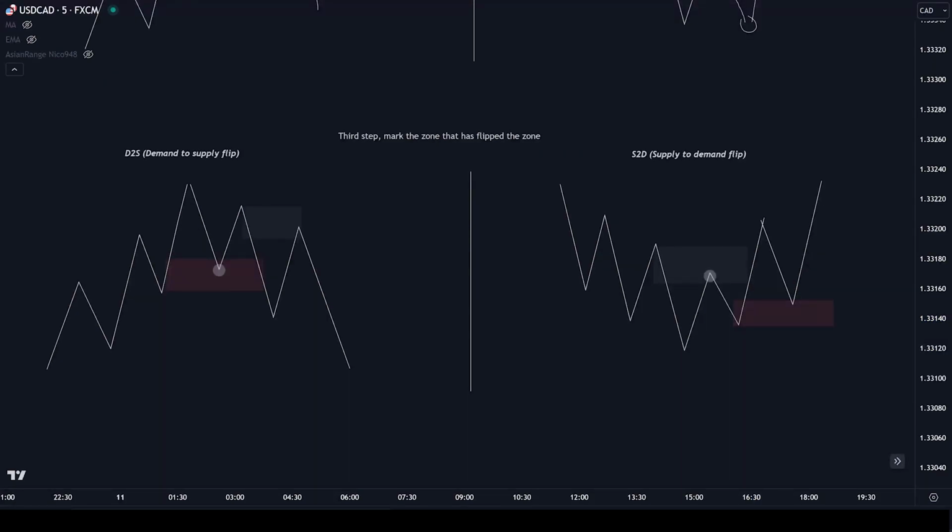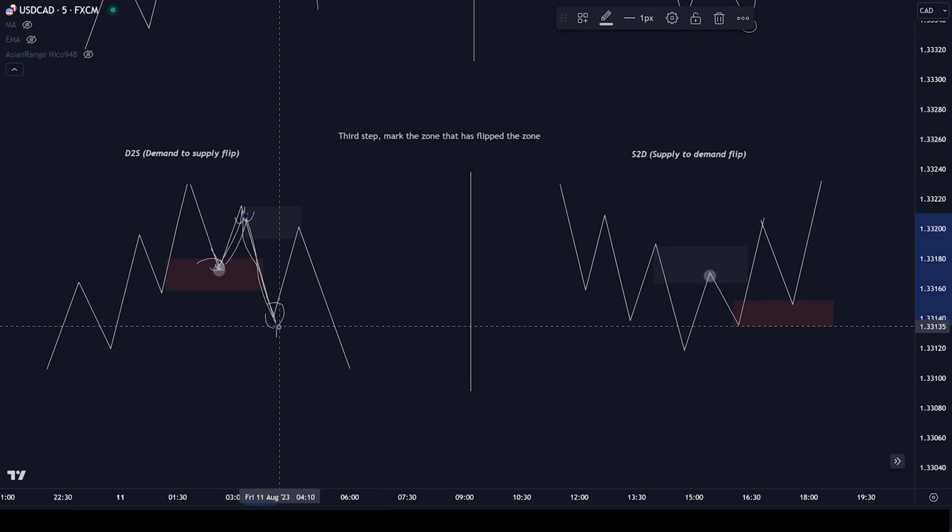And now the last step, where all the schematics will be completed, is only to mark the zone that has flipped the previous zone. If you are bullish, when the demand fails, it will create a new supply zone, and that supply zone will be the place of the flip. In a bullish market, we call that a demand to supply flip, because price taps into a demand, fails to break above, and then creates a supply. So this is a demand to supply flip.